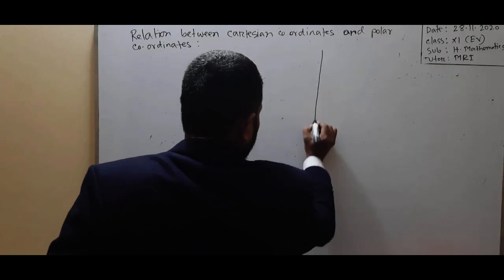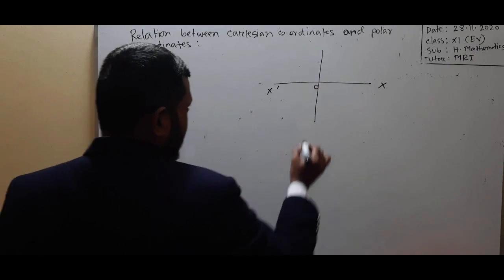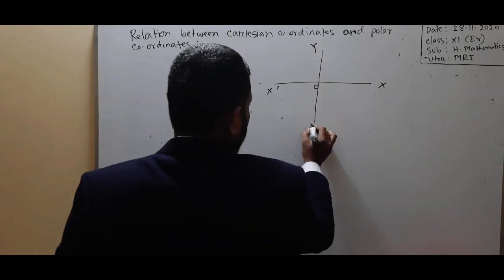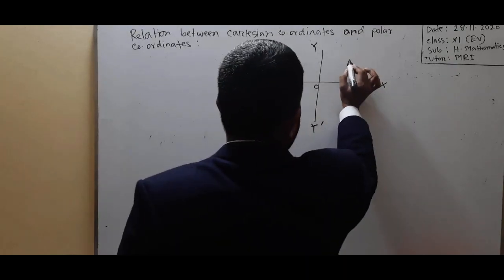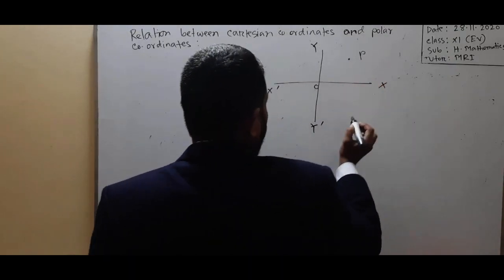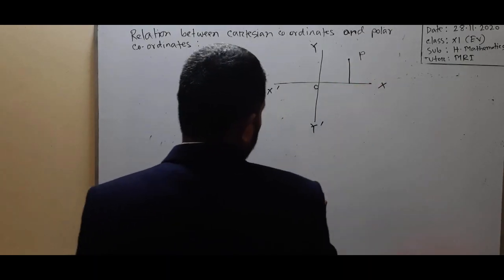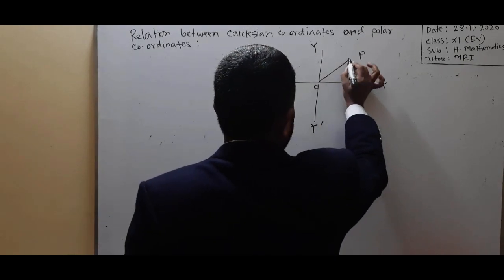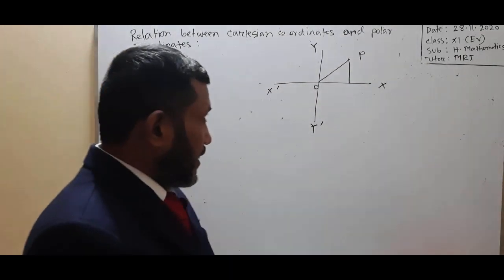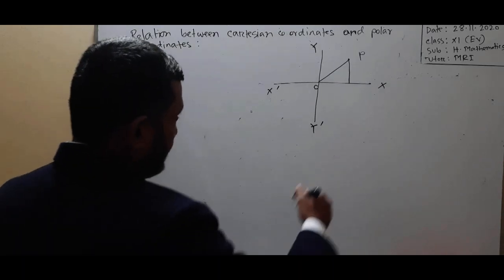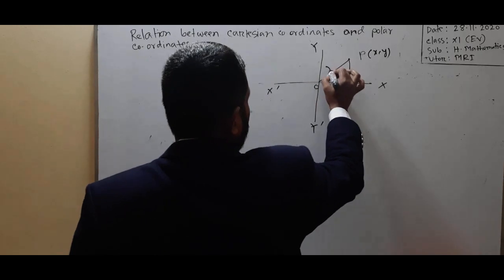Now I'll discuss the relation between Cartesian coordinates and polar coordinates. Suppose XOX dash is the x-axis and YOY dash is the y-axis. P is any point of this plane. Let us draw PM perpendicular to OX and join OP. Let the Cartesian coordinates of P be (x, y) and the polar coordinates be (r, theta).